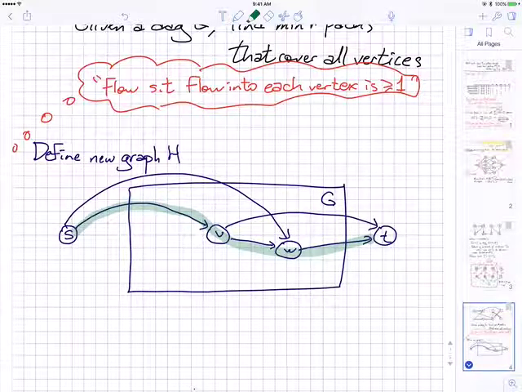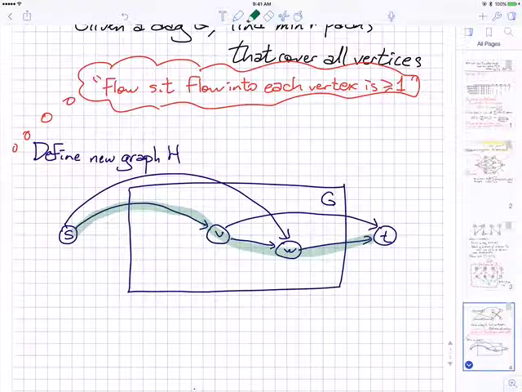So as far as G is concerned, I just have a path sitting here. Okay, good. I've kind of made the paths look like a flow at this point. The next thing I need to do is somehow deal with the fact that I have constraints on the vertices instead of constraints on the edges.